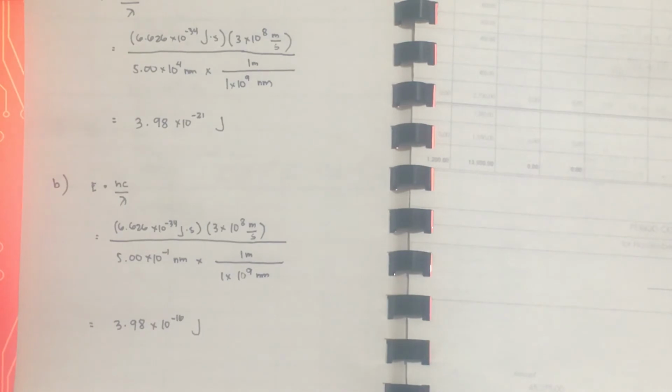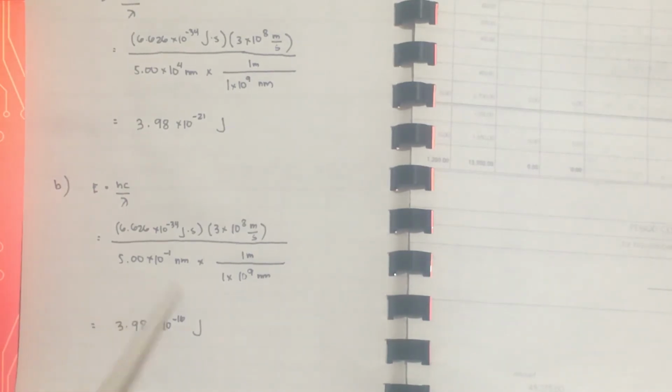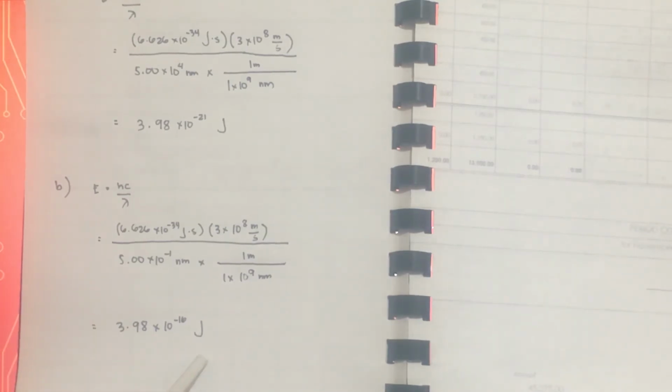And then for B, we also have the same formula. So this time we just make the wavelength different. That is 5 times 10 to the negative 1 nanometers. So again, plugging in those values, converting nanometers into meters, and then solving it using calculator, we'll get 3.98 times 10 to the negative 16 joules.